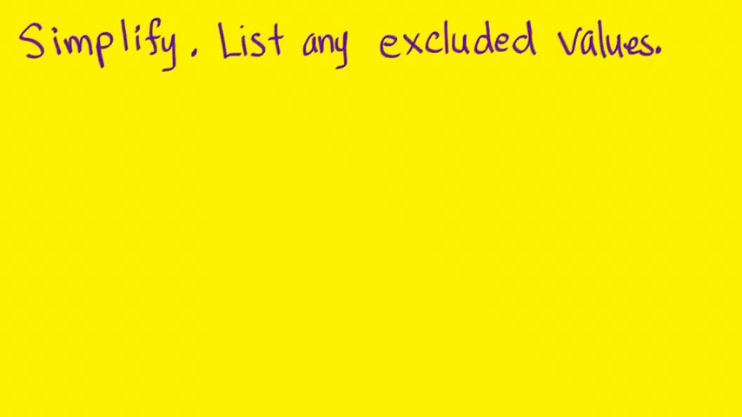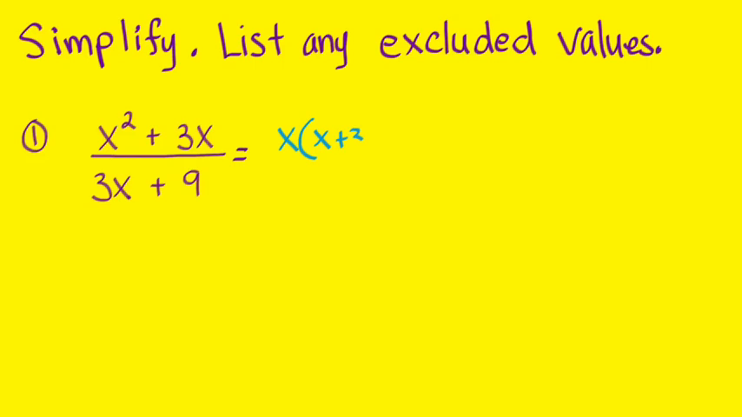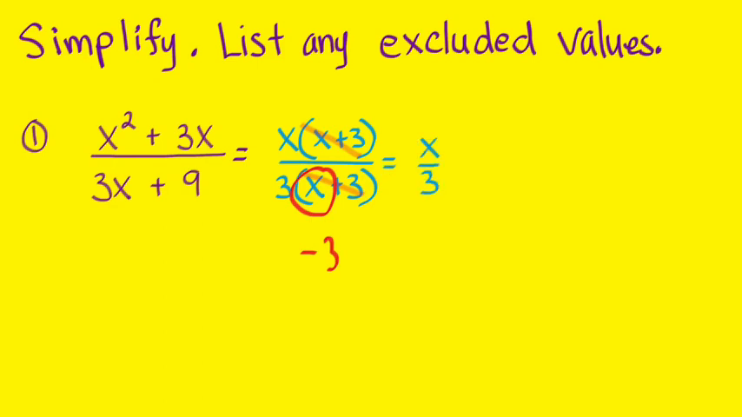Okay, so now we're going to go ahead and simplify some more and list out any excluded values if possible. So first we need to simplify. We factor first, and then we look to see what x could not equal, right? So now we know that x here could not be -3, right? Can't be -3.